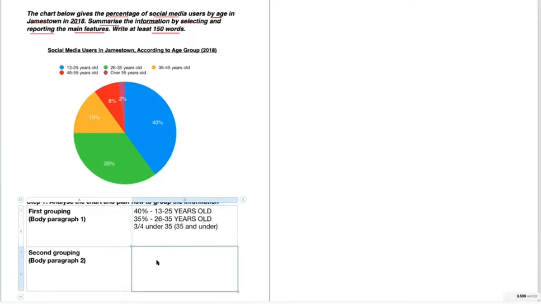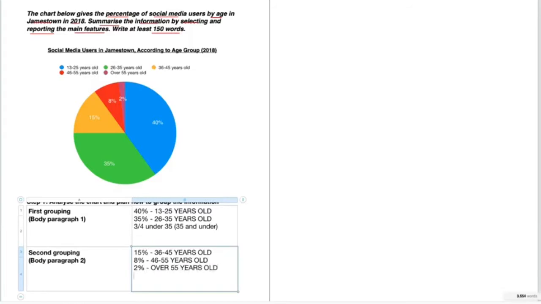Now, for our second group, we are going to add 3 of these segments. So we have 15%, and that is 36 to 45 years old. Then we have our 8%, and that is 46 to 55 years old. And our last very tiny segment is 2%, and that is over 55 years old.